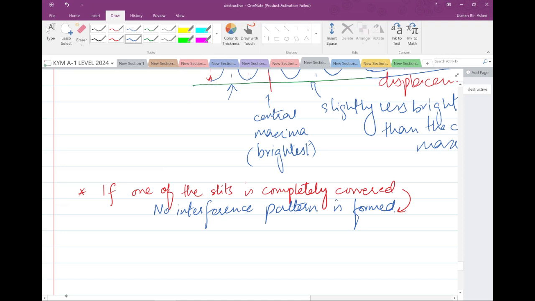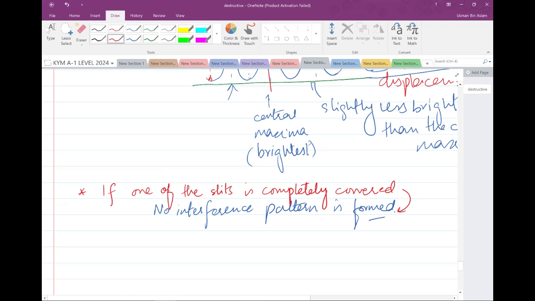That's because in order for interference to take place, we actually need two waves from two light sources. But if one of the sources is completely covered, that means light is only passing through one slit and it's not passing through the other slit. So in that case, there will only be one light source. The other light source is not able to interfere with the first one. So there will be no interference pattern formed.